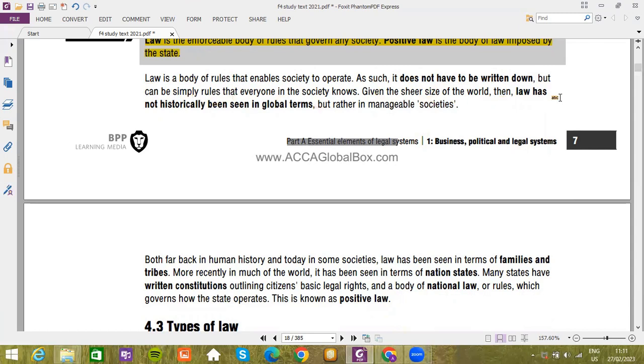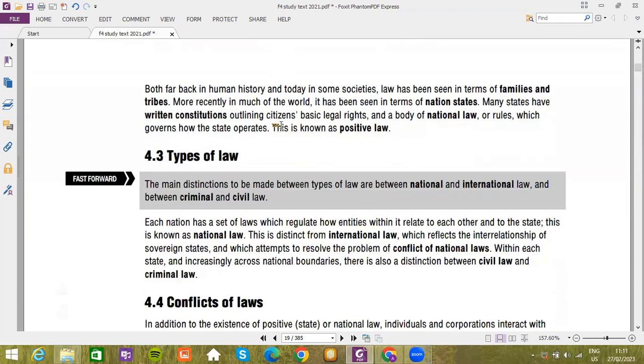Given the sheer size of the world, law has not historically been seen in global terms, but rather in terms of manageable societies. Both back in human history and today in some societies, law has been seen in terms of families and tribes. More recently, in much of the world, it has been seen in terms of nation states. Many states have written constitutions outlining citizens' basic legal rights and a body of national law or rules which governs how the state operates. This is known as positive law.